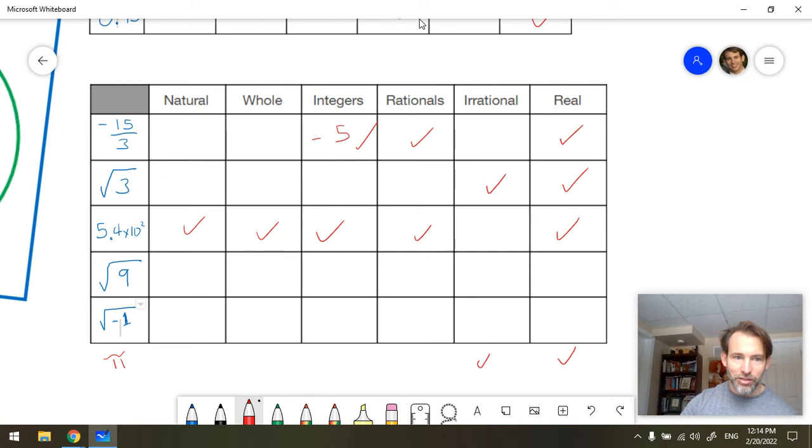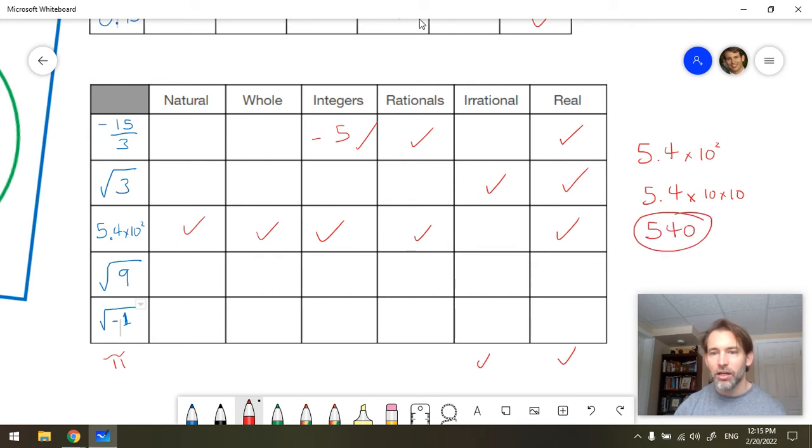Why, Mr. Jennings? But there's a decimal there. How dare you tell me that that's a natural number and a whole number? It's not even an integer. There's a decimal. No, watch. 5.4 times 10 to the 2 is scientific notation. That's equal to 5.4 times 10 times 10. 10 times 10 is 100. 5.4 times 100 is 540. 540 is a natural number, a whole number, and an integer.